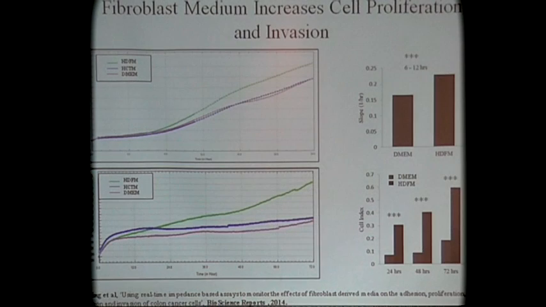I then wanted to see, well, it is definitely affecting the proliferation of these cells, but another important mechanism is invasion, and is it affecting the invasion of these cells? So we came up with another method here where we use Matrix, which creates a layer that the cells have to invade through.